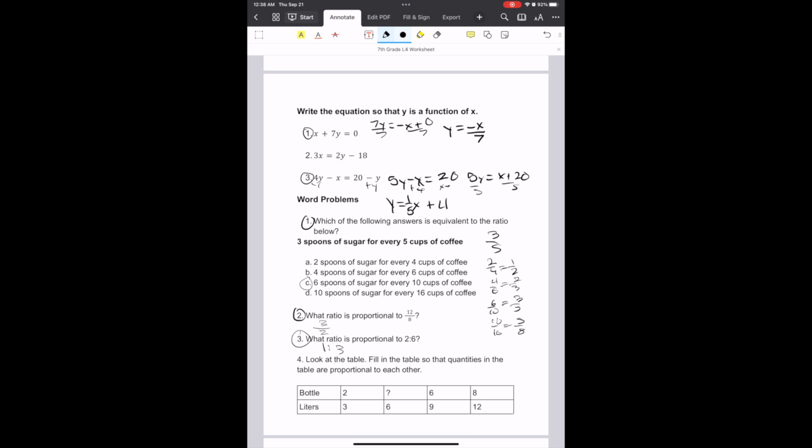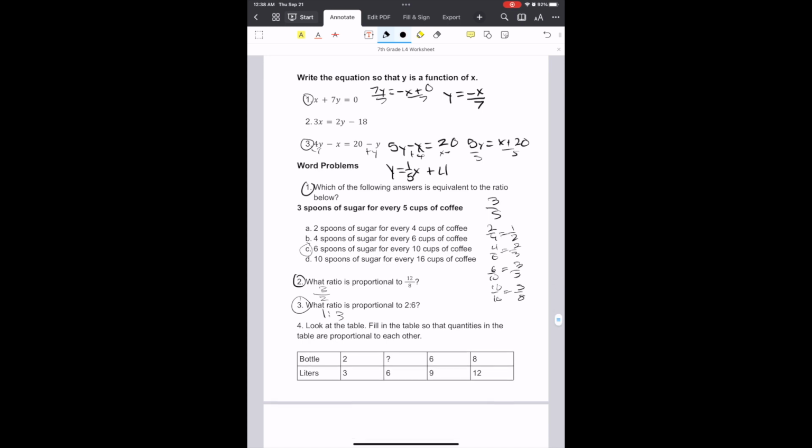And then finally, last question, number 4, look at a table, fill in the table so that the quantities in the table are proportional to each other. So 6 over 9 equals 2/3, 8 over 12 is equal to 2/3. So you want to do x over 6 is equal to 2/3. You want to cross multiply, you get 12 is equal to 3x, divide both sides by 3. So you get 4 is equal to x. So the correct answer is 4.